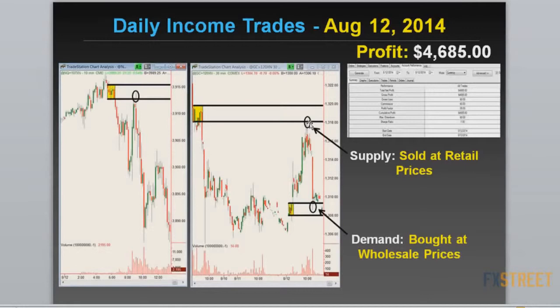All we're doing is identifying wholesale prices and retail prices, demand and supply, and then just buying it wholesale, selling it retail, just like a bank does. Obviously the key is learning how to identify these levels.